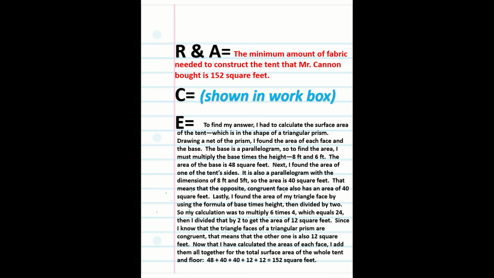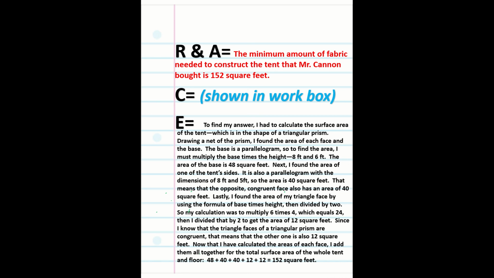Next, I found the area of one of the tent sides. It is also a parallelogram with the dimensions of 8 feet and 5 feet. So the area is 40 square feet. That means that the opposite congruent face also has an area of 40 square feet. Lastly, I found the area of my triangle face by using the formula of base times height, then divided by 2. So my calculation was to multiply 6 times 4, which equals 24. Then I divided that by 2 to get the area of 12 square feet.